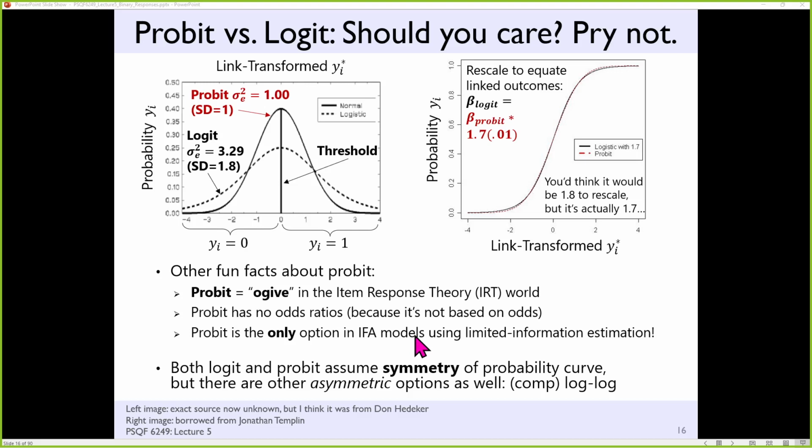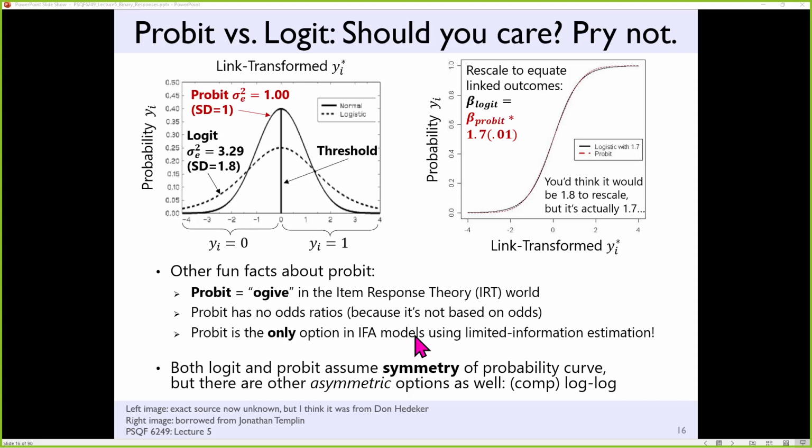Probit is known as ogive in item response theory world. It is the only option for confirmatory factor type models that are using what's known as limited information estimation. We will talk in greater detail about what that means, but briefly, limited information means that you are using a summary of the data first, then estimating the model parameters using the summary rather than the original responses. It makes it a lot easier and faster for categorical data to do it that way.